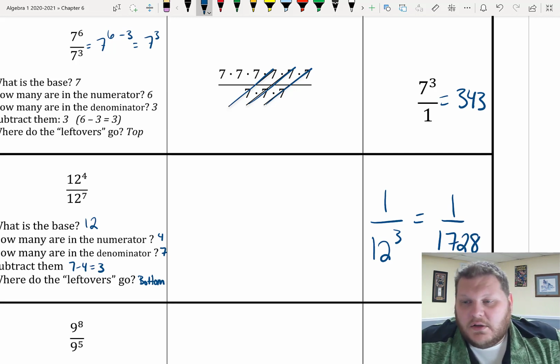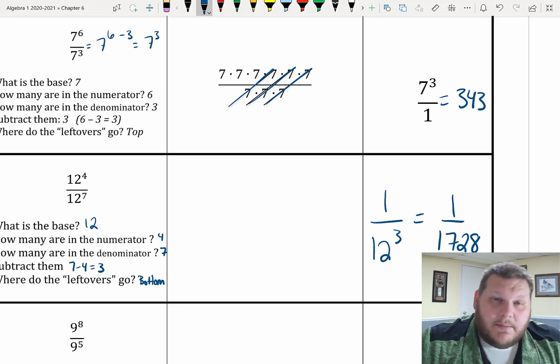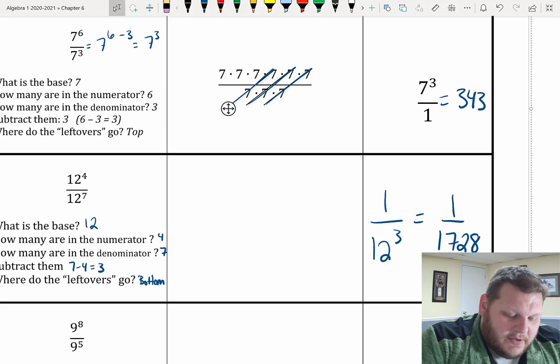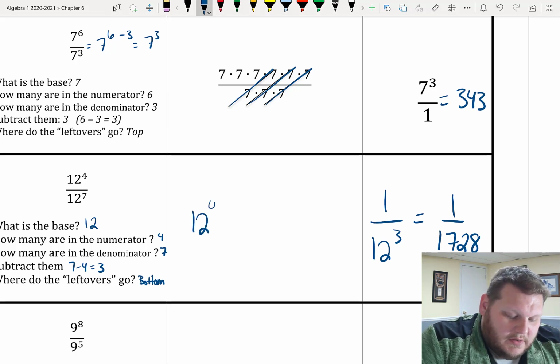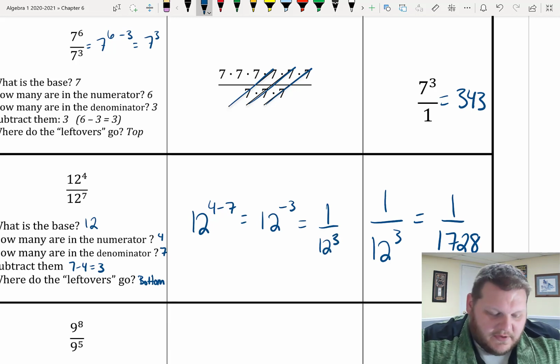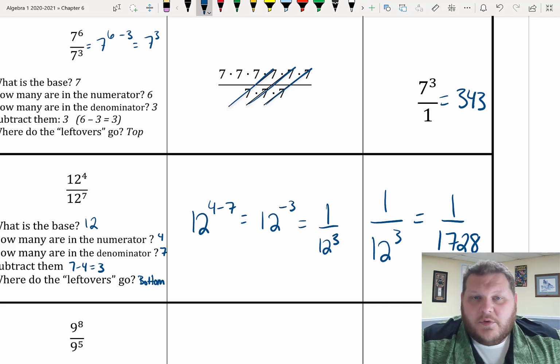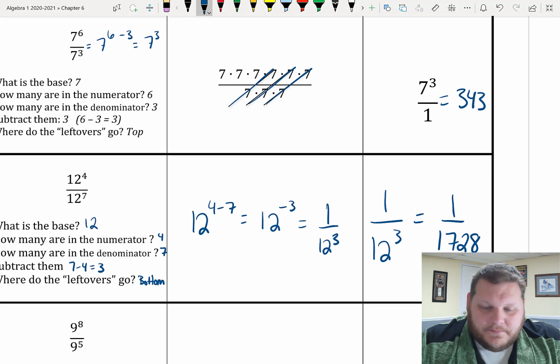So what that'll look like, and again, this next step that I'm about to write here will make a little bit more sense tomorrow after we do the negative exponents. But the way I would write this up, 12 to the 4 minus 7th power, which gives me 12 to the negative 3rd, which means I have to flip that over. Again, we'll explore that idea in much more detail, at least for the general idea for simplifying exponents. For division, this will suffice.